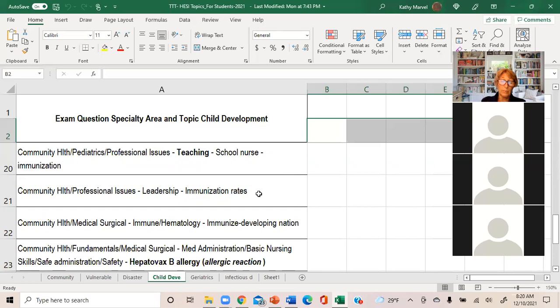We talked about that in class. Most kids are immunized, but for the kids who are not, what do you do? How do you protect them? What if there's an outbreak in the school of, say, pertussis, and they're not immunized? What do we tell the parents? How do we communicate? We talked about that in class.